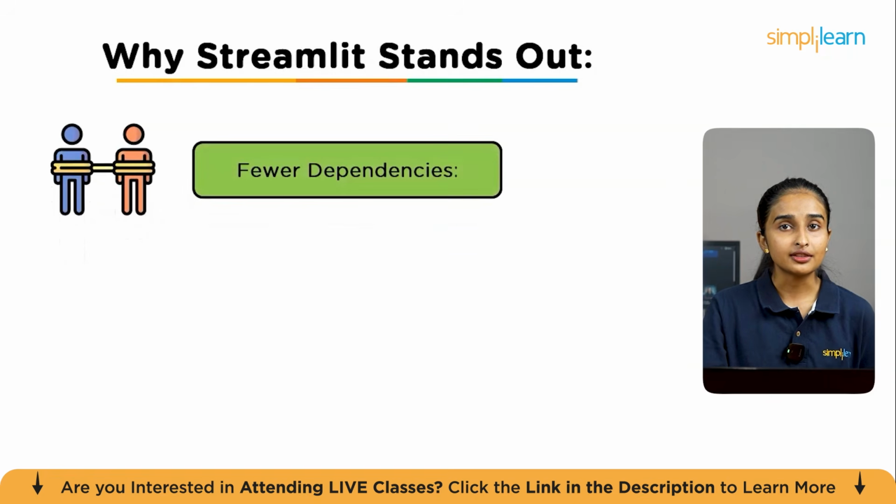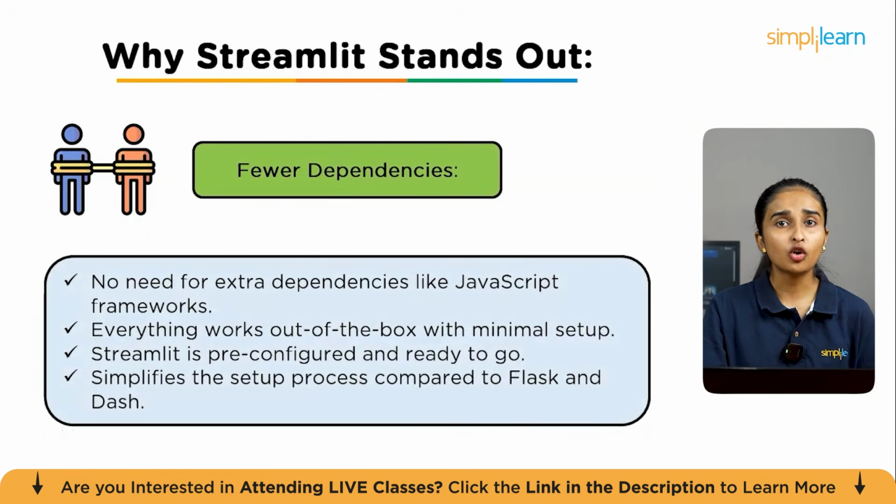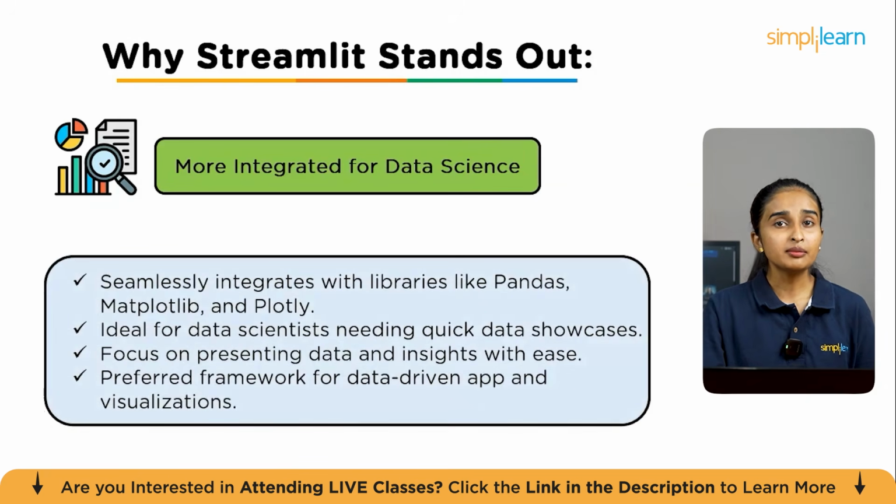There are fewer dependencies. With Flask and Dash, you will often need to install and configure other dependencies like JavaScript and frameworks. But with Streamlit, everything comes pre-configured and works out of the box with minimal setup. Streamlit provides a tight integration with popular data science libraries like pandas, matplotlib, and plotly, making it a preferred choice for data scientists who quickly need to showcase their data and insights.